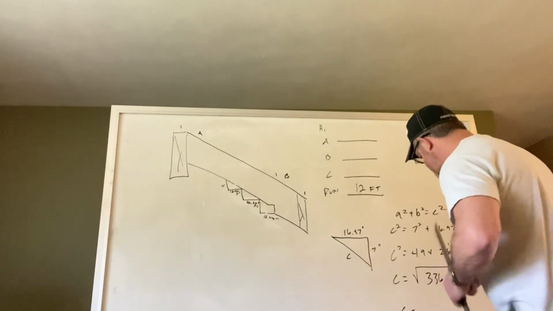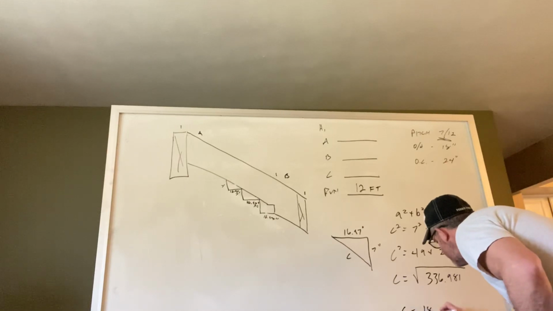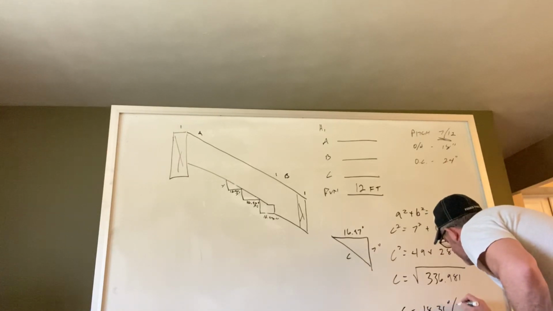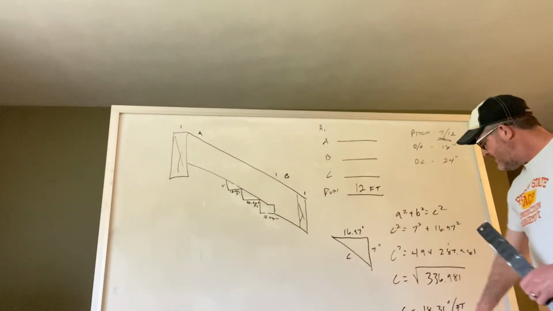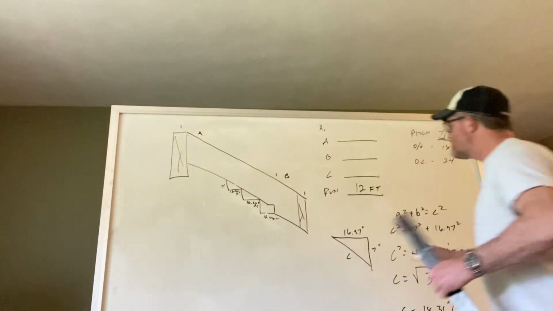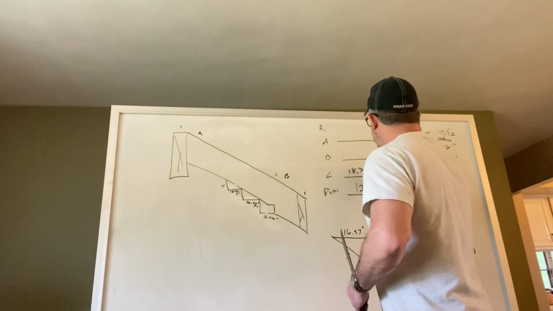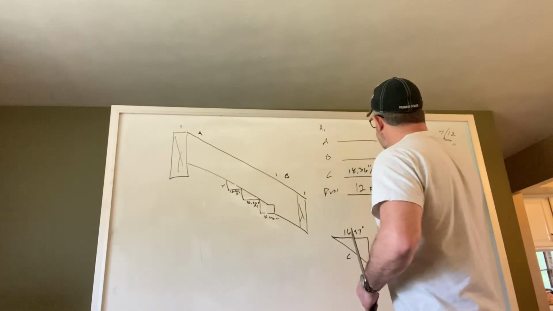And your calculator should tell you that it is 18.36. And again, we know our units are inches per foot. So my C is 18.36 inches per foot.